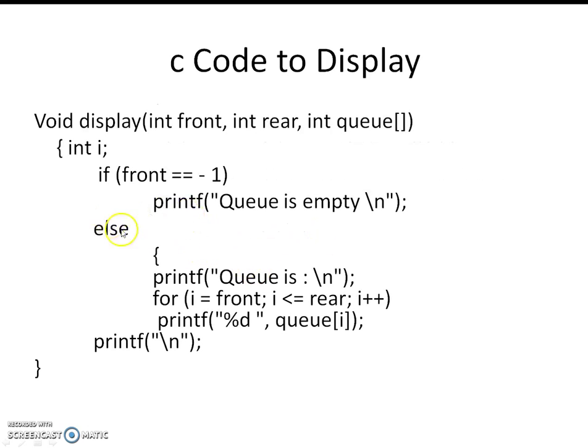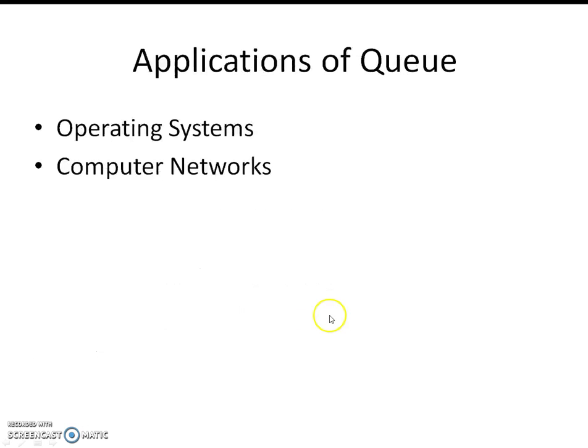So see the code to display. The display code is very easy. Check if the front is not empty. If it is not empty, then the elements from front to rear are displayed. So applications of the queue are majorly in operating systems and computer networks. We will discuss them in detail in the coming videos.